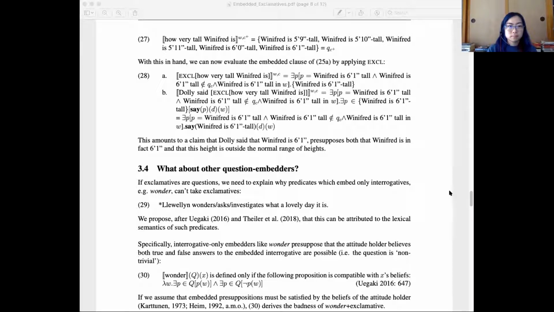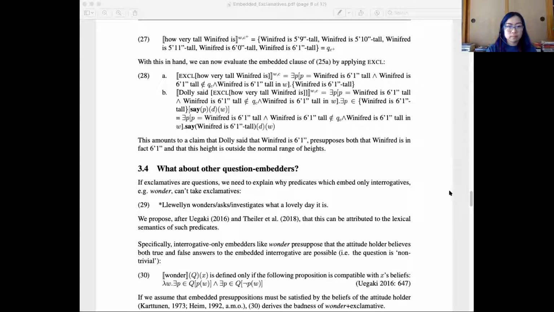Okay, so putting all these pieces together, when we apply the exclamative operator to the question of how tall Winifred is, we get the resultant meaning in 28a, where we presuppose that there's a proposition, which is that Winifred is 6'1". That proposition is not in the normal discourse context set for the question of how tall Winifred is, but it's nevertheless true that Winifred is 6'1" in the world of utterance. And the asserted content is simply the set, only the proposition Winifred is 6'1".